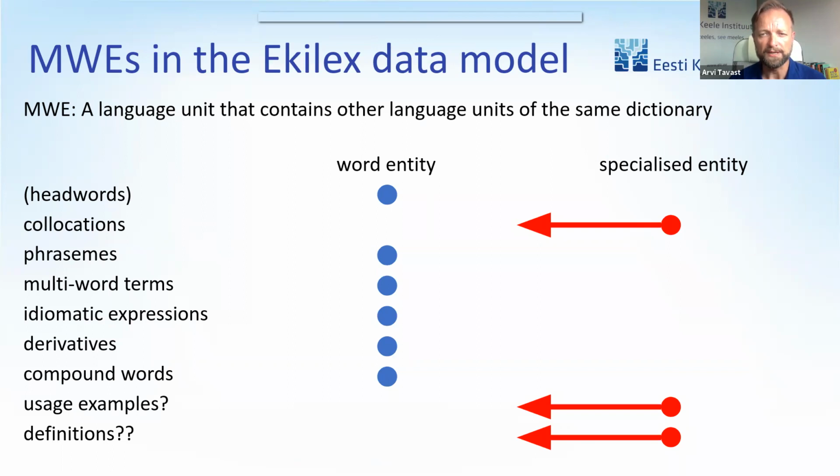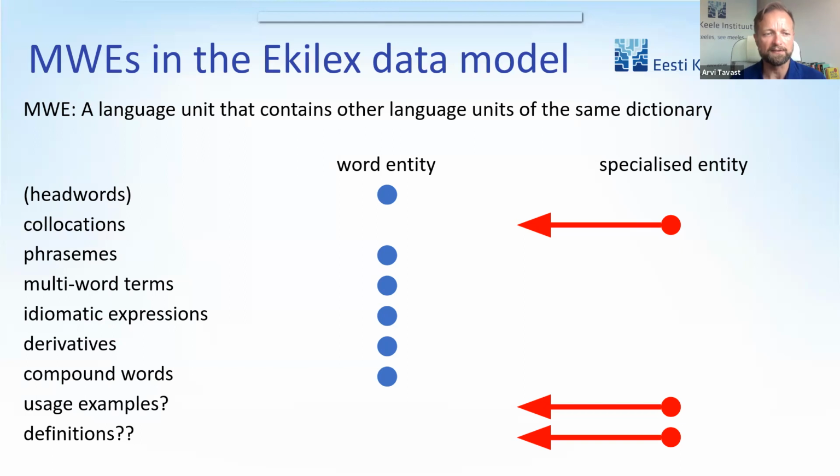And the point of our paper is that we started out with the Ekilex data model by having specialized entities for some of the multi-word units that are traditionally considered multi-word units, namely collocations, usage examples, definitions. The rest we already listed in the same way as normal head words are listed. They are simply head words regardless of the number of spaces that they contain, or regardless of the number of other language units that they contain.